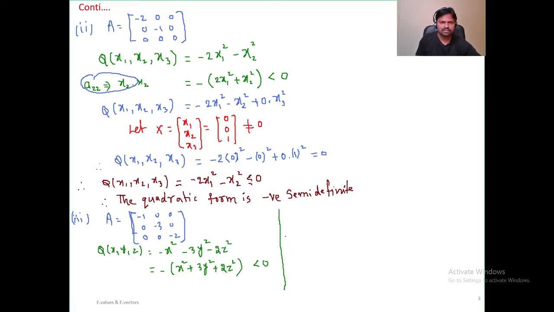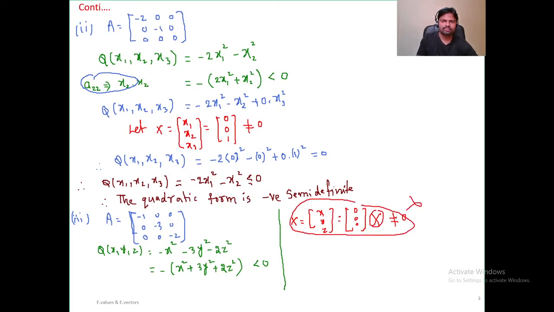You can choose like this, for example, if you choose x, y, z as 0, 0, 0, then only this quadratic form is 0. But I want only a non-zero vector, right? For any other vector, this is less than 0 only. I don't want this kind of vector. I want non-zero vectors. So we should not choose this kind of vector. Therefore it is not equal to 0, only less than 0.